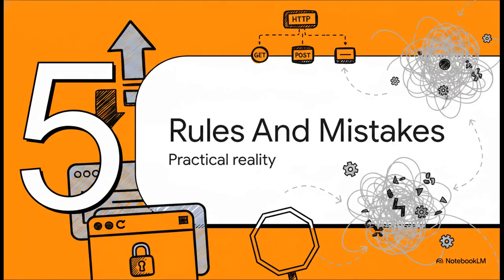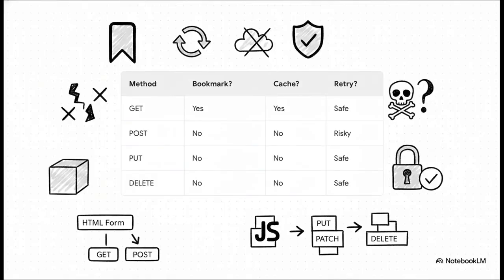Let's wrap things up with Part 5, Real-Life Rules and Mistakes. Let's look at how browsers actually enforce these rules and where developers completely drop the ball. When we lay out how browsers treat these methods, the patterns are pretty undeniable. Notice how GET is literally the only one you can bookmark, consistently cache, and completely safely retry.